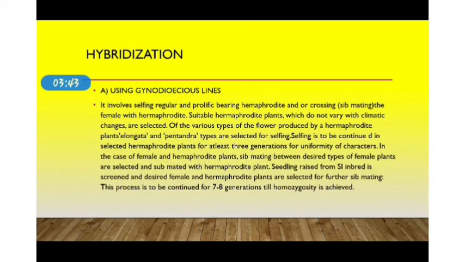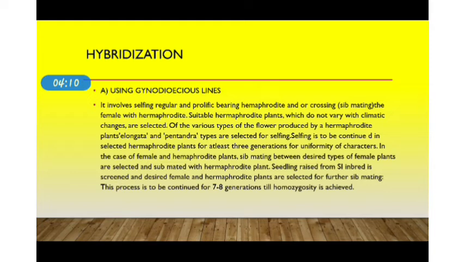Hybridization technique. First one is using gyno-dioecious lines. It involves selfing regular and prolific bearing hermaphrodite or crossing the female with the hermaphrodite. Suitable hermaphrodite plants which do not vary with the climatic changes are selected. Of the various types of flower produced by the hermaphrodite plants, elongata and pentandra types are selected for selfing. Selfing is to be continued with selected hermaphrodite plants for at least 3 generations for uniformity of characters.